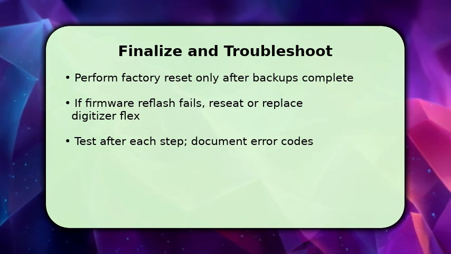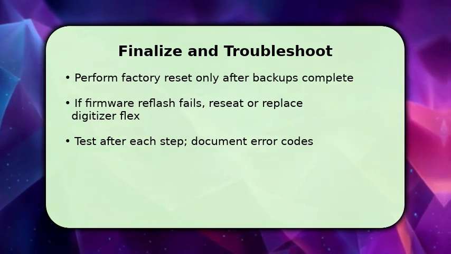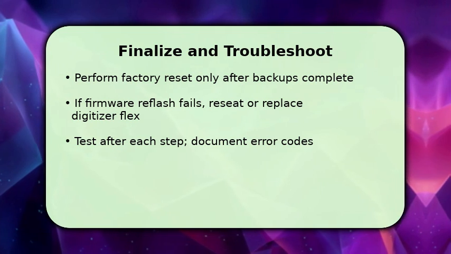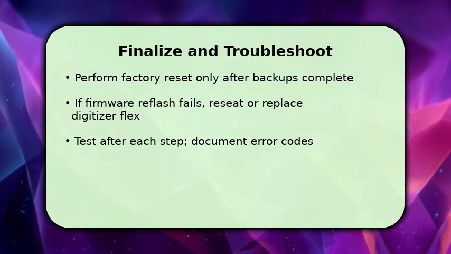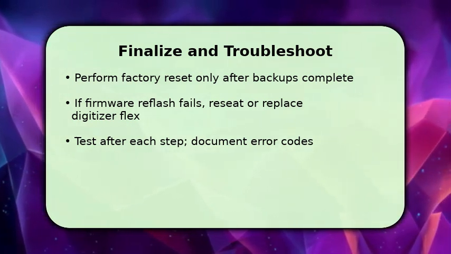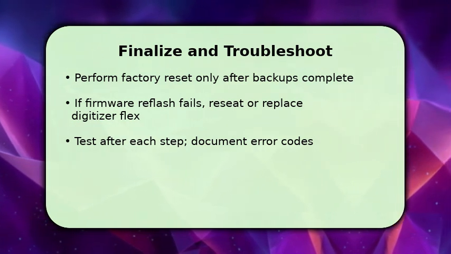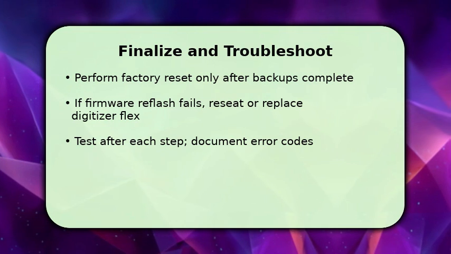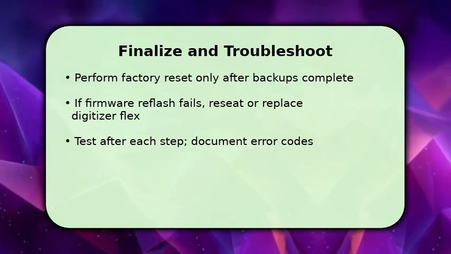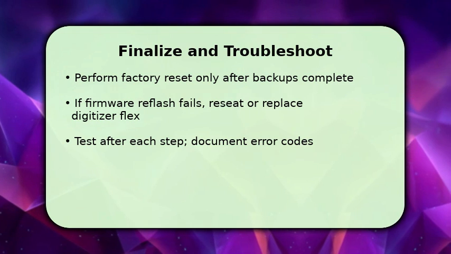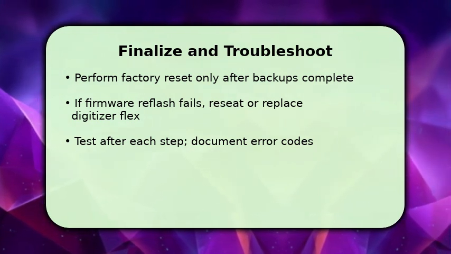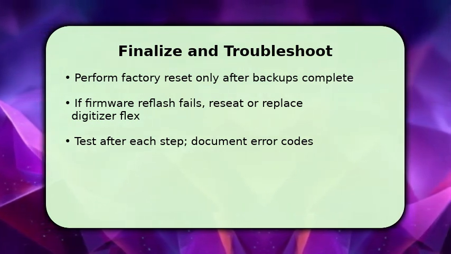If touchscreen firmware reflash fails or touch signals remain inconsistent, power down and carefully reseat the digitizer flex cable or replace the digitizer assembly. This resolves most permanent failures. Make sure to test the screen between steps and record any error codes displayed. If nothing works, one key troubleshooting tip: try a different known good digitizer or consult the manufacturer's service.